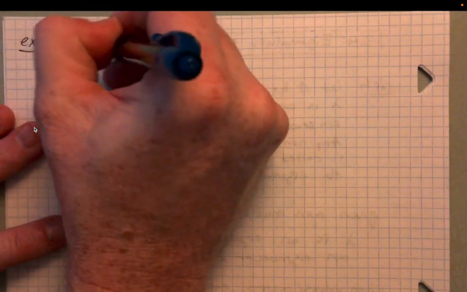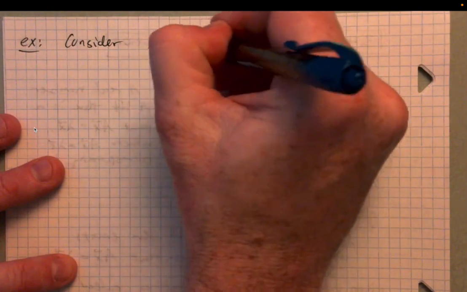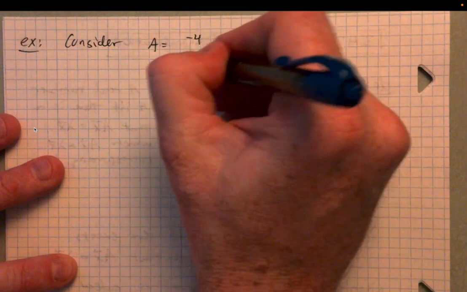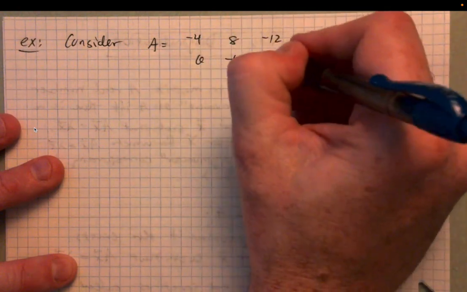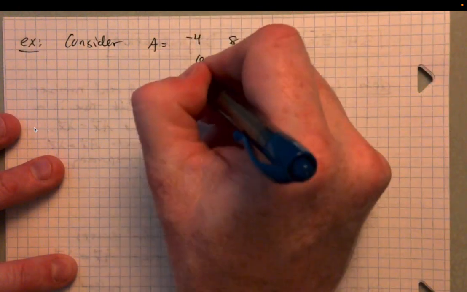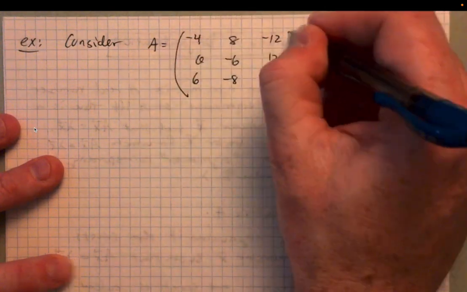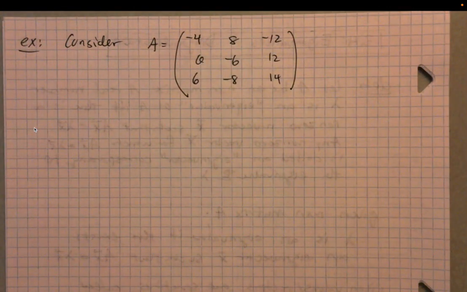Okay, all right. So let's do an example here. Let's talk through an example. We'll use this example throughout the lecture, so let's take our time, make sure we understand this. So consider a 3 by 3 matrix here, and we're going to say it's -4, 8, -12, and then 6, -6, 12, and then 6, -8, 14. So that's going to be our 3 by 3 matrix.